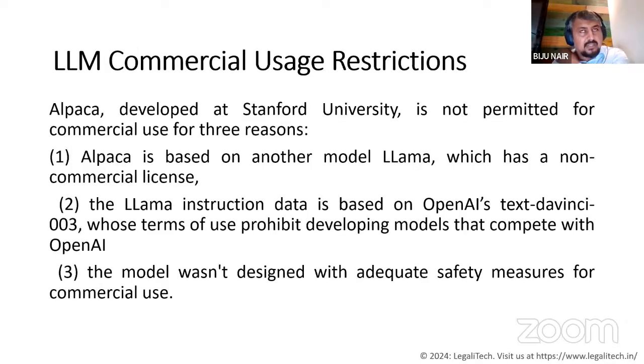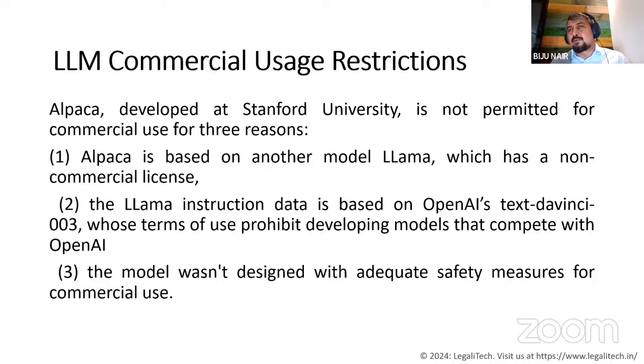So now let's get into a scenario where we'll be talking about Alpaca. This was developed by Stanford University. It is not permitted to be used for commercial purposes, for three reasons. One, it was based on another model, Llama, which has a non-commercial license. So that's the reason you can't use it. The other thing is that Alpaca's instruction data is based on OpenAI's DaVinci 3, whose terms in turn prohibit developing models that compete with OpenAI. So these are restrictions which you will only find in the fine print. And if you're not careful, you can't use it.